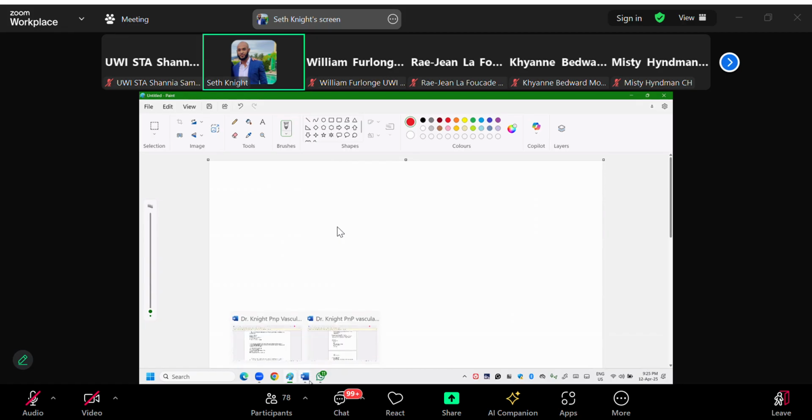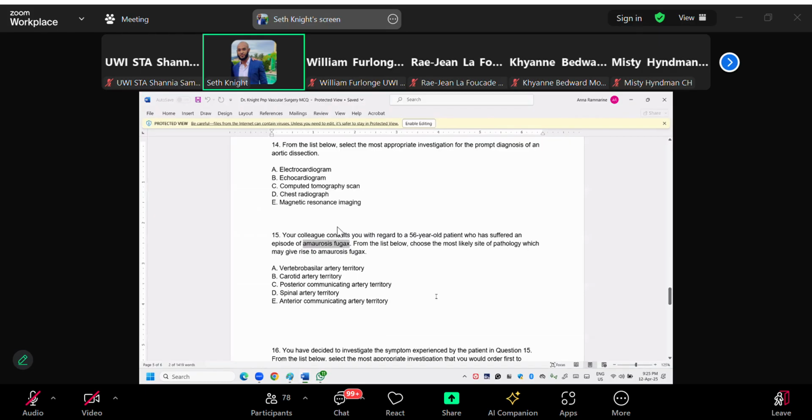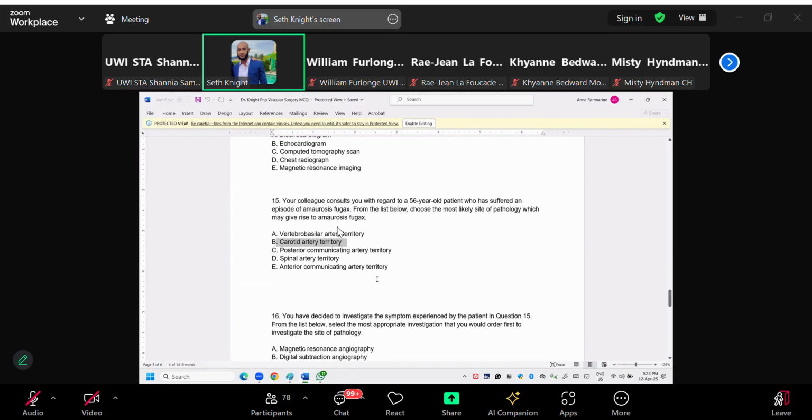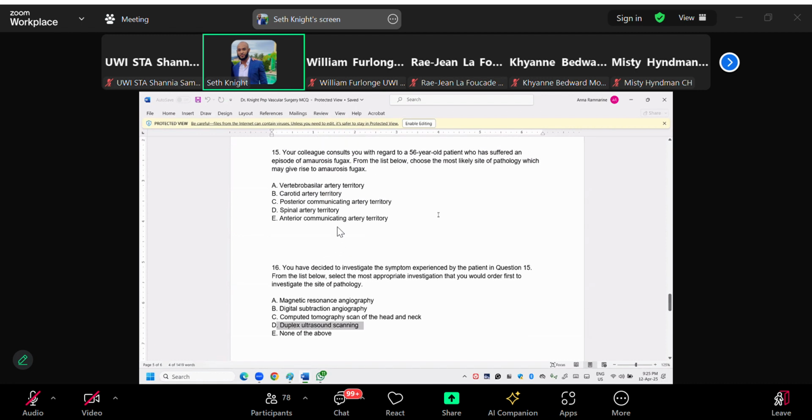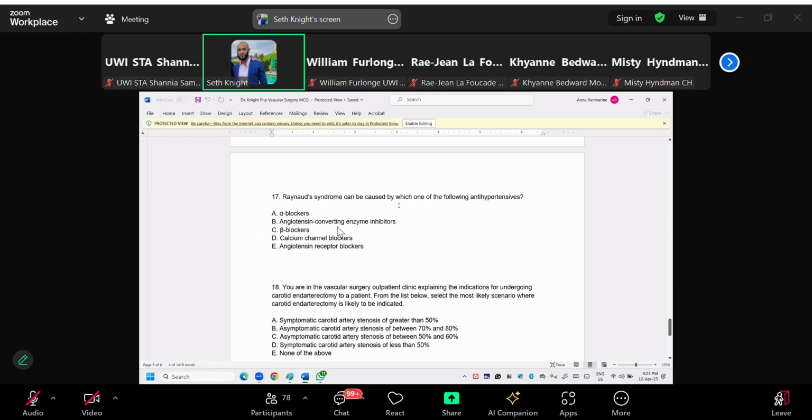Okay, right? So carotid artery territory is the answer here. And therefore, to investigate for carotid artery stenosis, we would do a Doppler ultrasound. Carotid Doppler, easy question, once you knew that the answer was carotid artery territory. Fantastic. Raynaud syndrome, this is just a reminder that Raynaud syndrome is precipitated by beta blockers. So C, beta blockers can cause Raynaud syndrome. Calcium channel blockers are used to treat Raynaud syndrome.